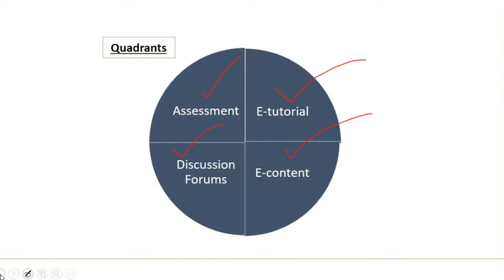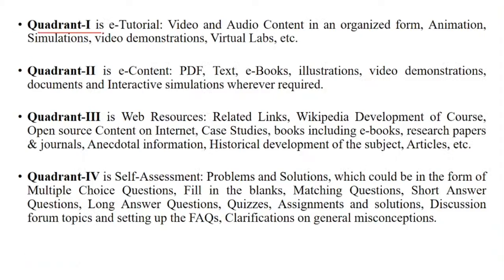Let us take quadrant 1, that is e-tutorial, where the content is available in the form of video and audio. Quadrant 2, where the content is available in the form of PDF, that is the soft copy of the content. Quadrant 3, where the sources are available, where you can link your information to papers, articles and web sources. And quadrant 4 is about self-assessment, wherein you will be given an assignment, in the form of multiple choice questions or assignments, and you have to attempt it in order to get it cleared.